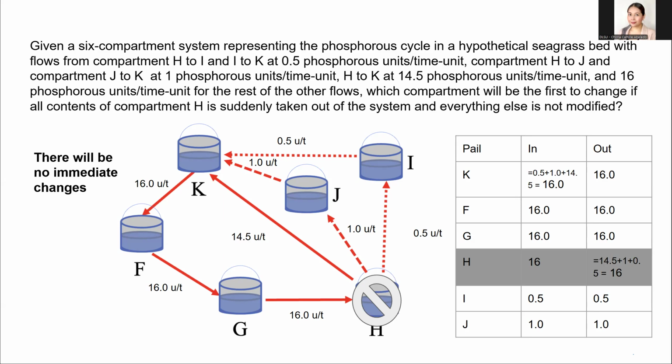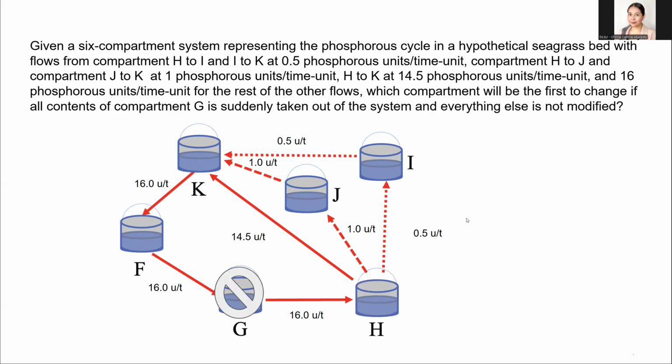Okay, what if instead of H, it's G that we replace with tubing? Which compartment will be the first to change if we replace G with tubing? So we remove its savings, we remove the container, we replace it with tubes. So now F flows directly to H. Which compartment will be the first to change?